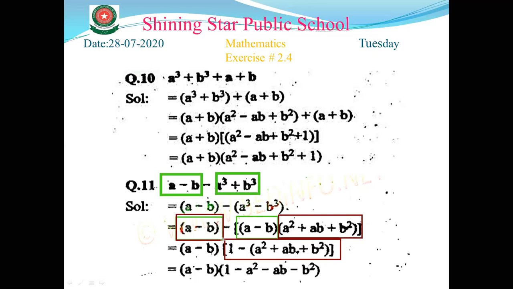Okay, now because of this minus, when we multiply this minus inside the bracket, it will change all these signs. So a² changes into minus a², plus ab changes into minus ab, plus b² changes into minus b². So which is your required answer of this part?